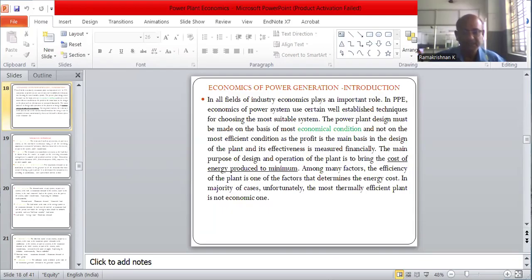So, the primary objective of any power plant, whatever may be the drive, whether it is steam driven or gas driven or hydraulic driven, is to generate the electric power at the minimum cost. For cutting down the generating cost, efficiency also is an important factor to be considered. Unfortunately, the most thermally efficient plants are not economically feasible. It's very unfortunate. So now let us look into some terms involved in the economics of the power plant.